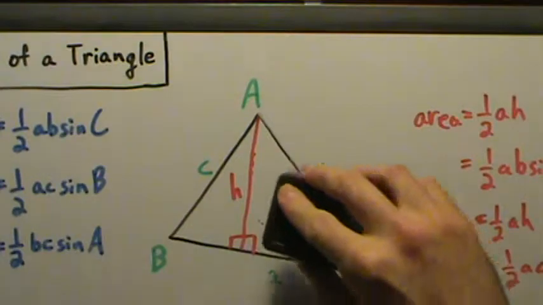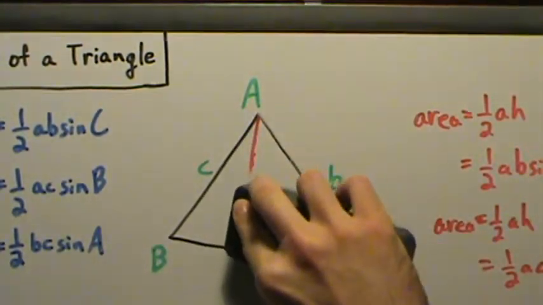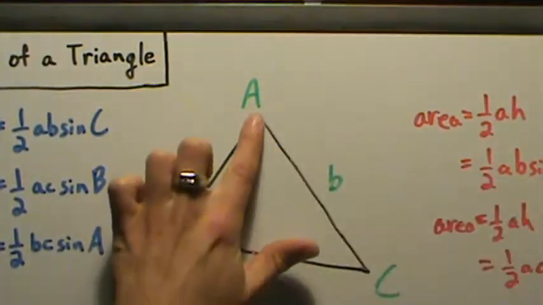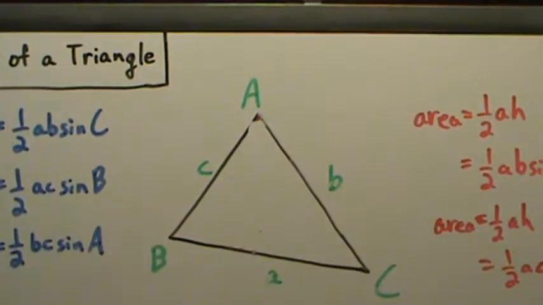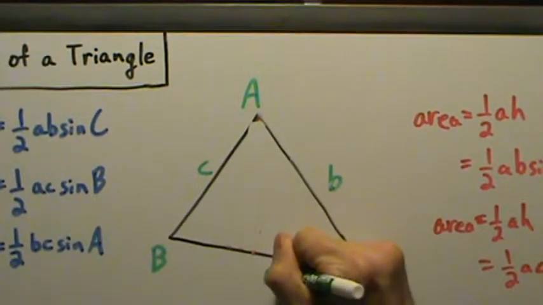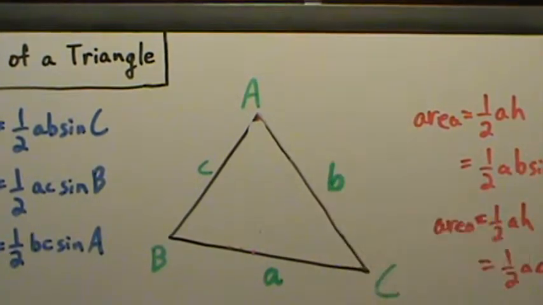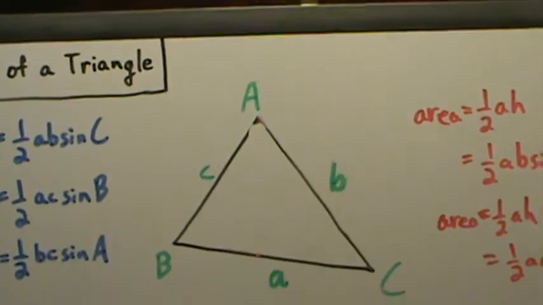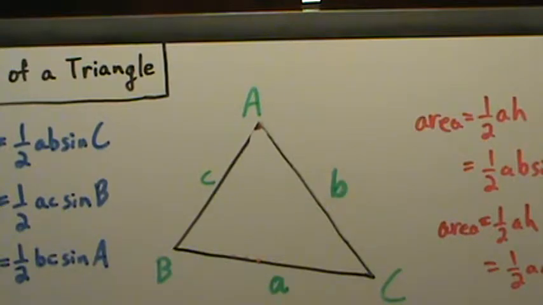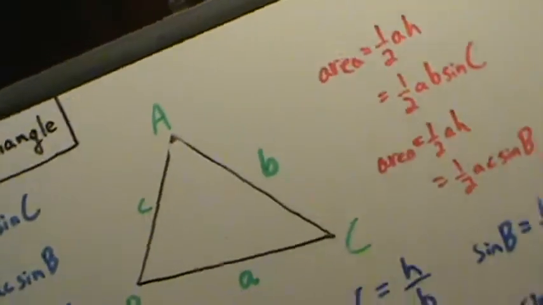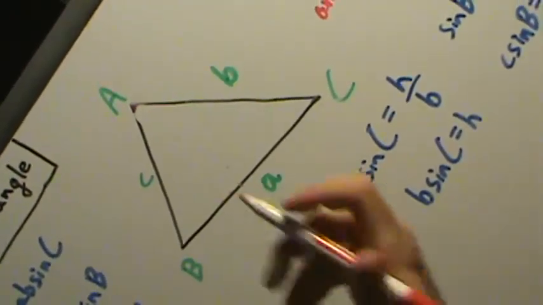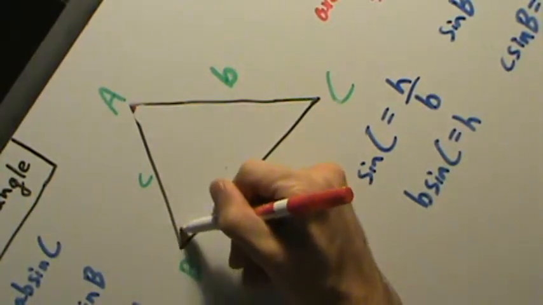And what we're actually going to do is pretty much the exact same thing, but we'll drop a perpendicular from somewhere else. So let's go ahead and do that. That's A, that's little b. Okay, so now what we're going to do is drop a perpendicular from, let's say, B to B.